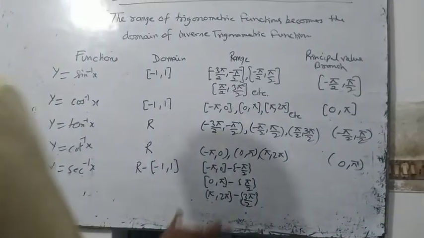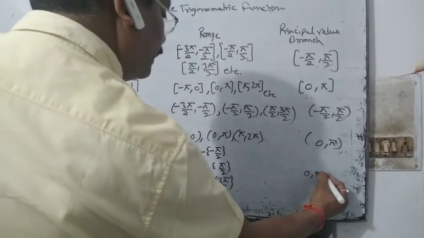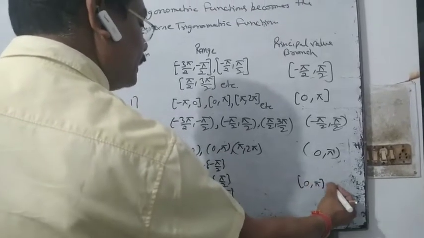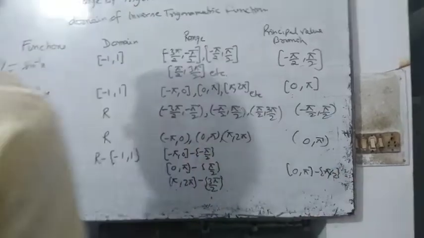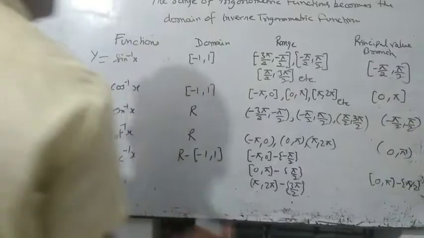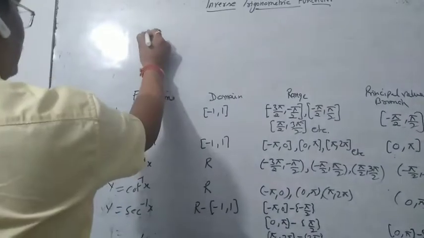But the principal value of this is 0 comma pi except pi by 2. Last one is cosec inverse x. The cosec inverse x function is cosec inverse x.